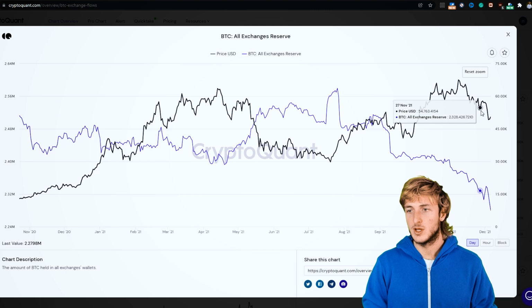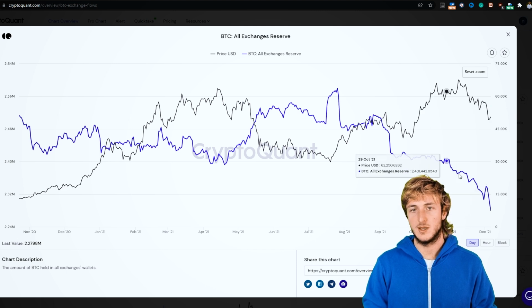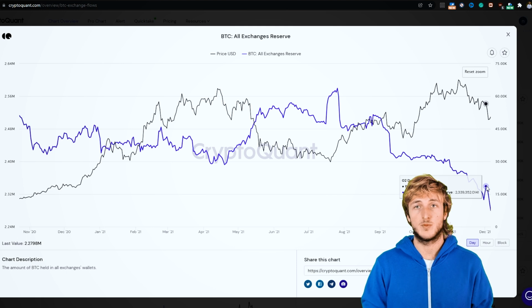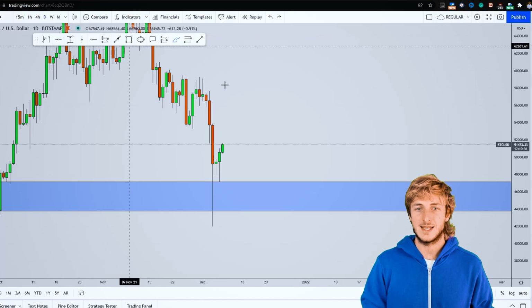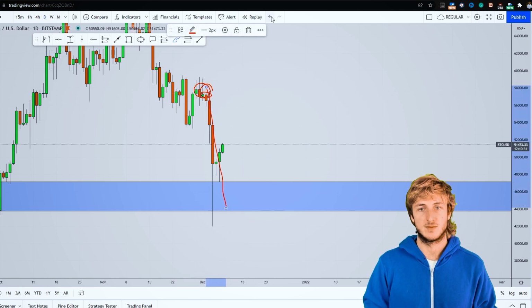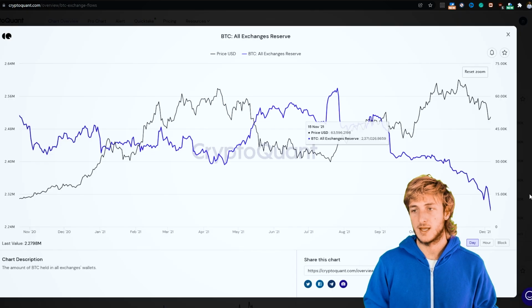We can see how this purple line here is the reserve of Bitcoins that we had on exchanges. We can see how we had a hike in the amount of Bitcoins that we got on exchanges. Now, this hike is exactly at this area, just before the market dropped massively. Now, why do you believe that we had this hike?